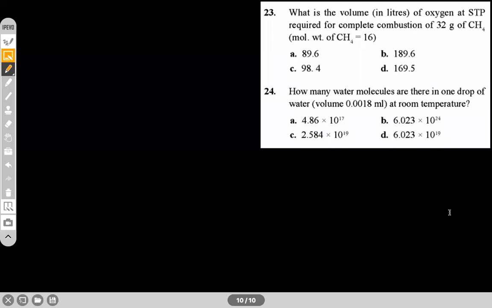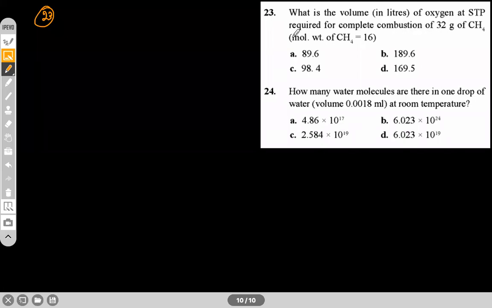Okay. How many of you have done 23rd one? Okay. Let's start the discussion. 23rd one is easy. Even 24th one is also easy, but you need to know a bit of information again about it. Question number 23rd, you see, it says, what is the volume of oxygen at STP required for complete combustion of CH4?